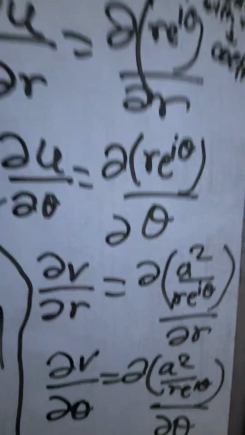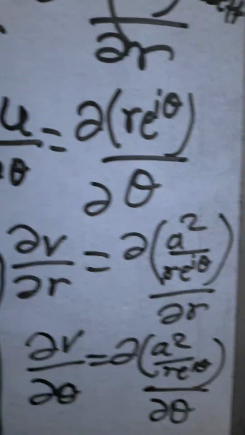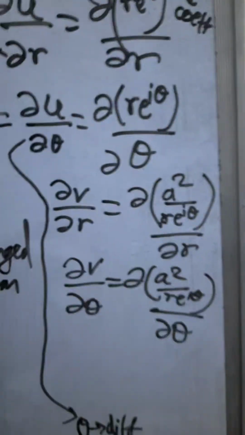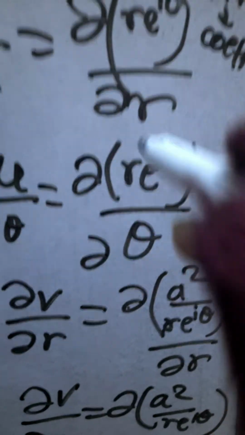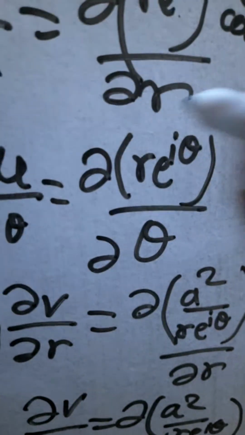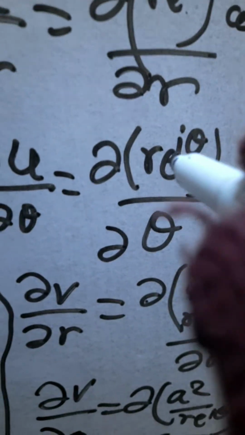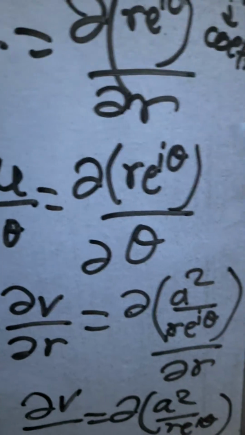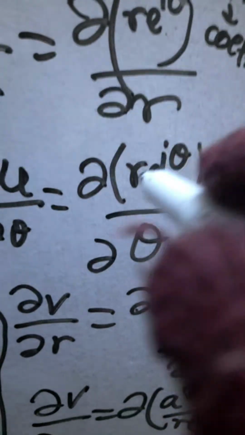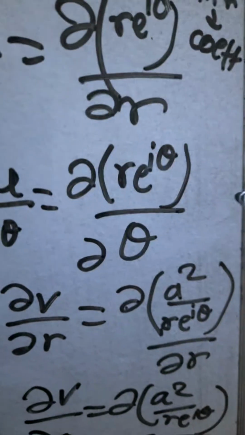So yeah, r e raised to i theta. What happens in r e raised to i theta is, first, the function is an exponent of something. Okay, exponent of i theta. So it is a function of i theta, not a function of theta. e raised to theta would have been cool, but it is e raised to i theta. It is an exponential function of i theta.